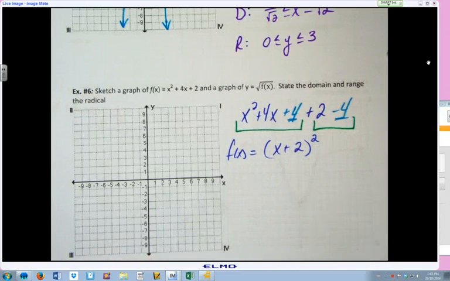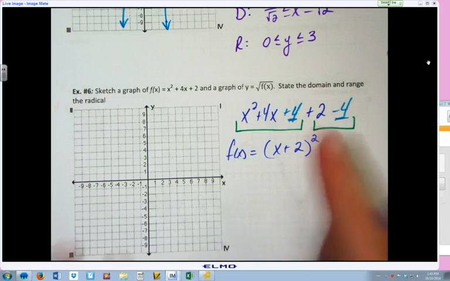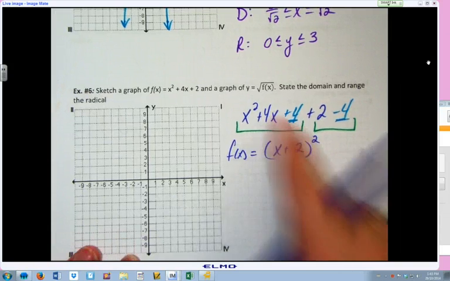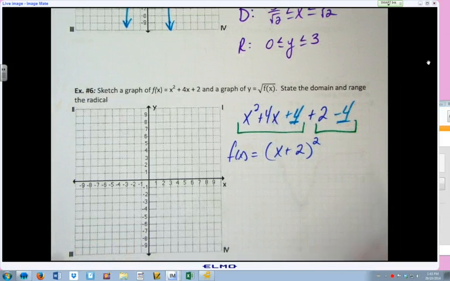Where did the 2 come from? And how did you get 2 out of them? X plus 2 squared equals x squared plus 4x plus 4. So it's middle divided by 2 is where this number comes from. Then we just combine the last 2.